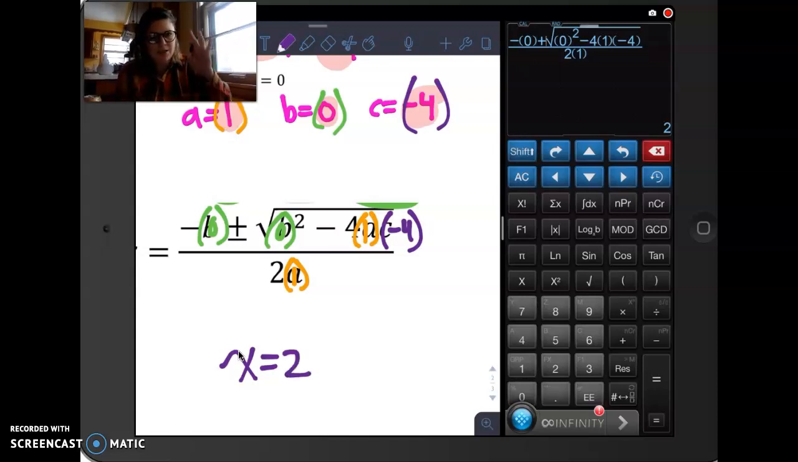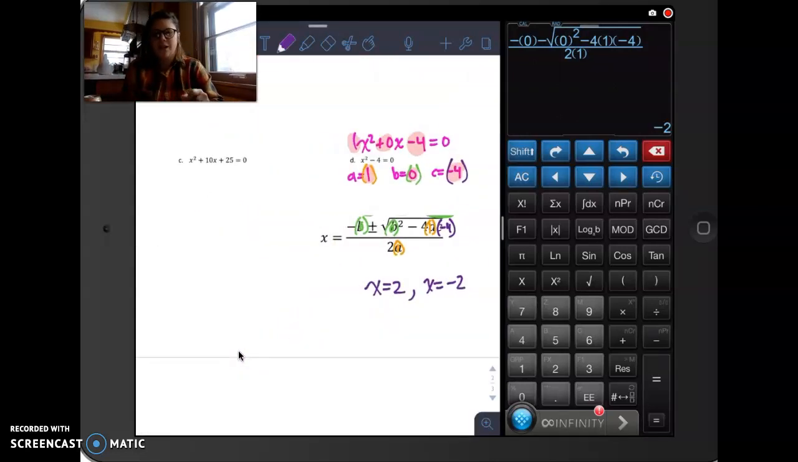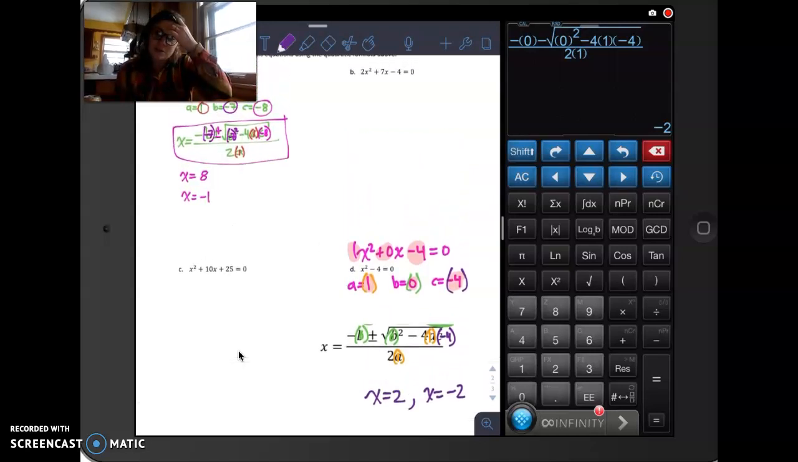Going back in, I'm just tapping in the spot that I want to change. I can just change that to a minus, and I got X equals -2 as my answer. And I'm just about out of time on my free version of the recording software.